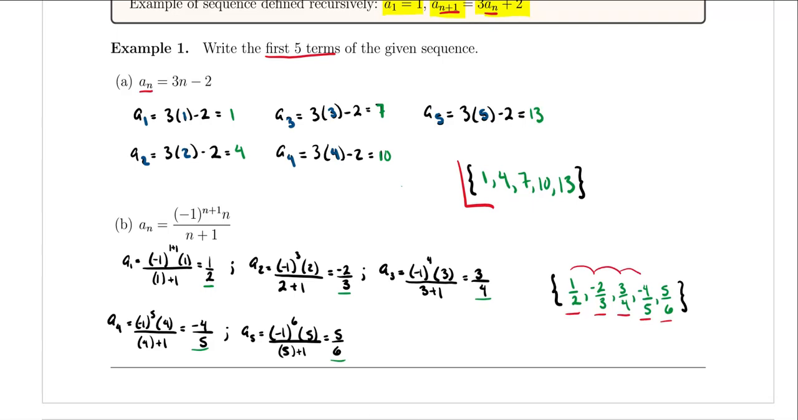Can you see why? Well, you probably guessed it. It had to do with the -1 being raised to a power. If -1 was raised to an even power, you get a positive, but if -1 was raised to an odd power, you got a negative. So that's a hint that I want to give you. If you notice that a particular sequence is alternating signs, then it probably has, or you should have, a -1 raised to a power in the formula for your sequence.